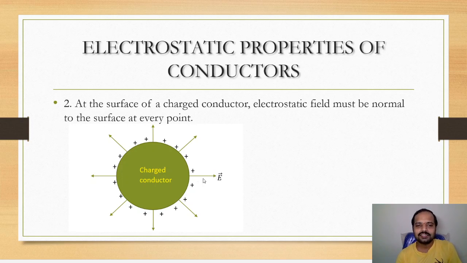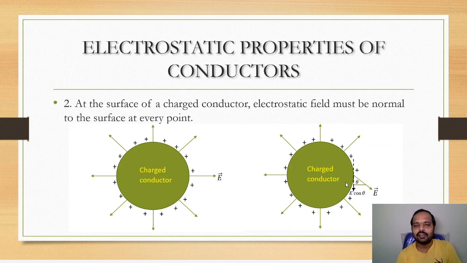However, let's consider that the electric field, instead of being normal, is not normal in a certain case. For example, I am going to take this diagram to explain this. You can see that the electric field is inclined at an angle theta with respect to the surface of the conductor.